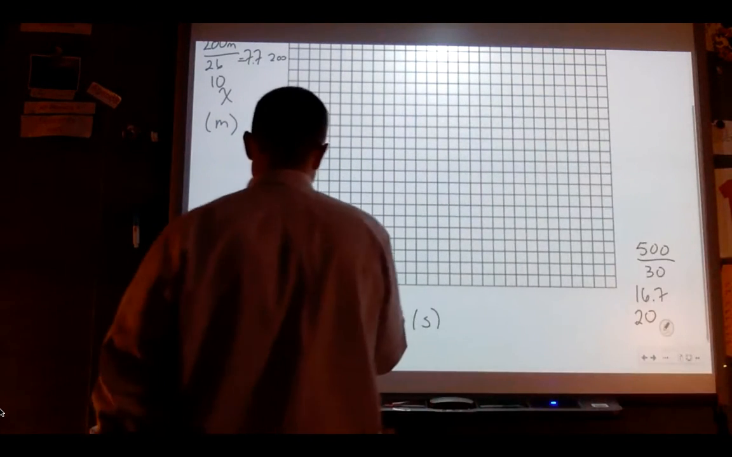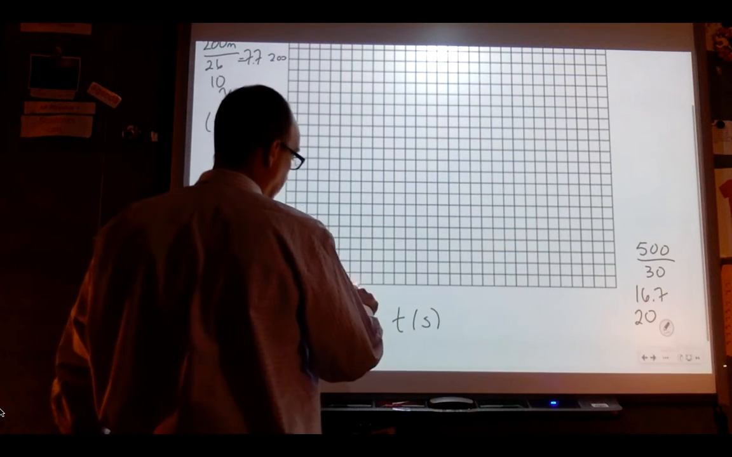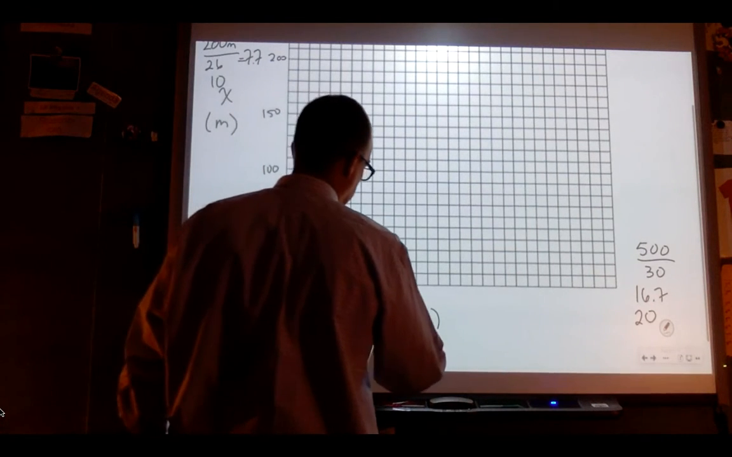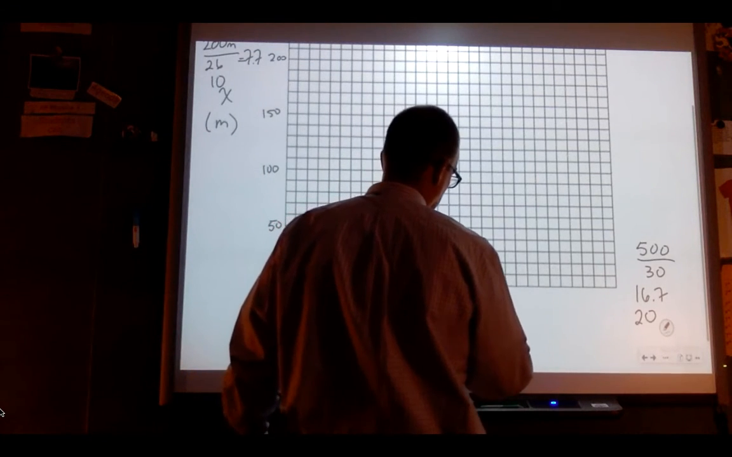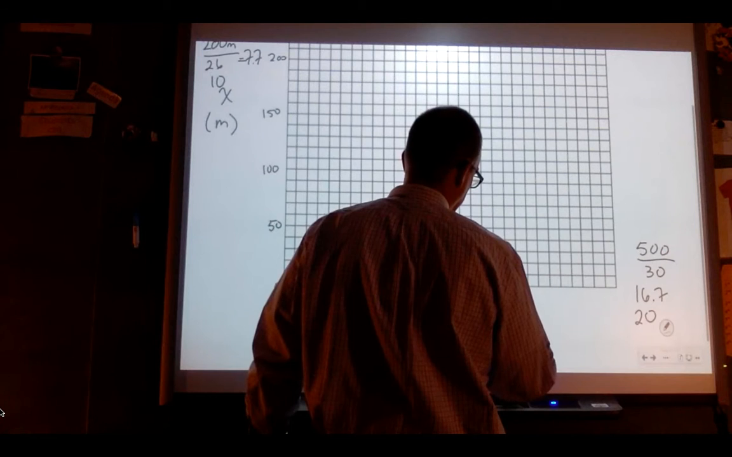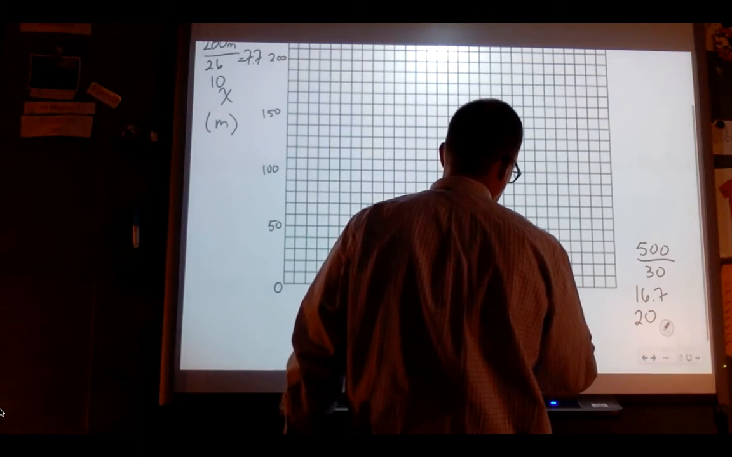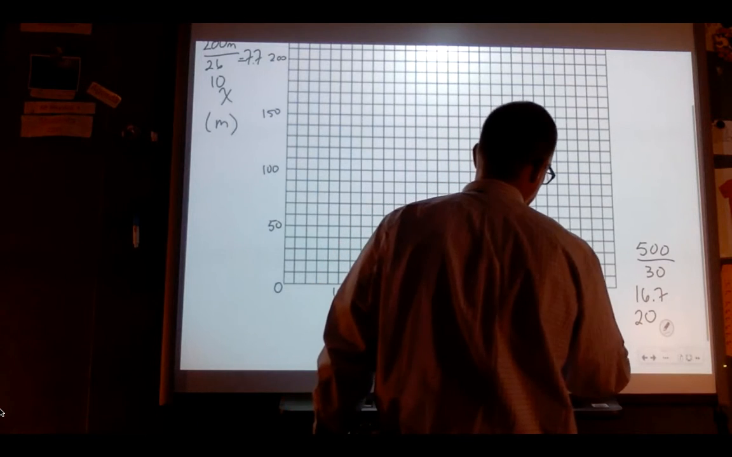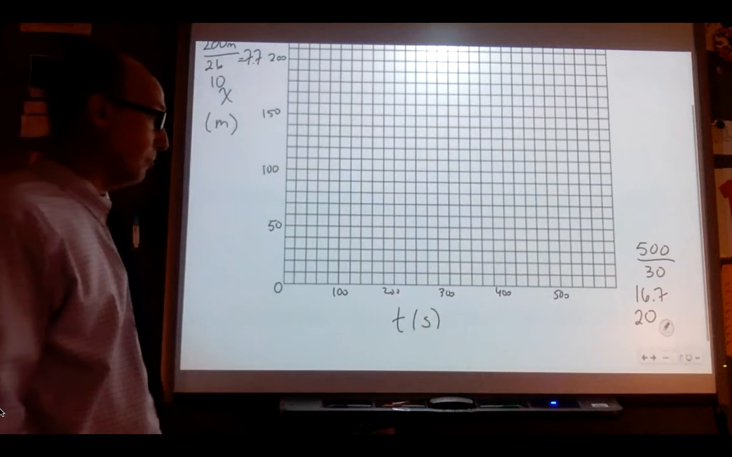All right, so I'm going to make this 20, 40, 60, 80, 100, 120, 140, 160, 180, 200, 220, 240, 260, 280, 300, 320, 340, 360, 380, 400, 420, 440, 460, 480, 500. So again, I'm not using all of the graph, but I'm using a good portion.